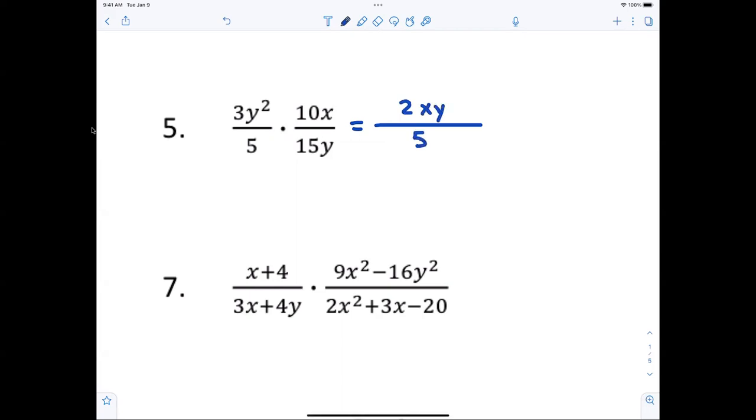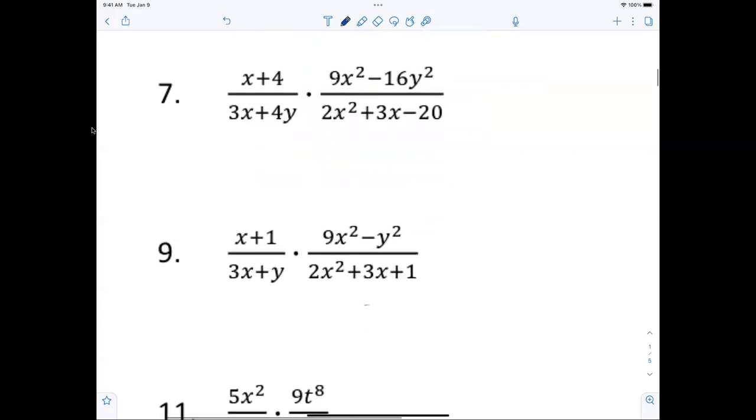Anybody else get that? Yes. 3 goes into 3 once. 3 goes into 15 5 times. 5 goes into 5 once. 5 goes into 10 twice. Yeah, easy. Nothing to it. Nothing at all. Can you put y? Yes. Or you can put it in alphabetical order. All right. Okay, number 7.